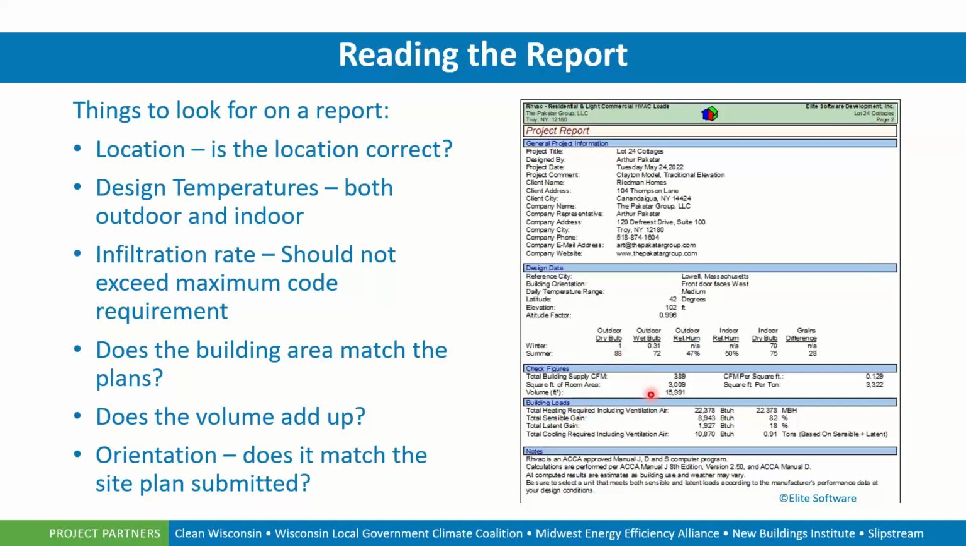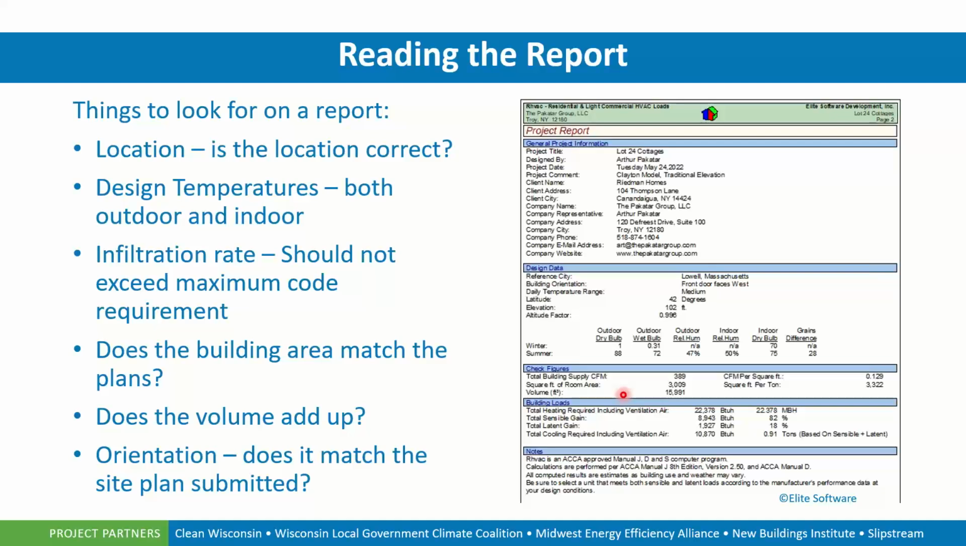Does the building area match? Making sure that this square footage is 3,009 square feet. Does that match the plans? Because we don't want to have a Manual J designed for 3,000 square feet when the plans are only set at 2,000 square feet. That can be detrimental, obviously. Same way with the volume. Does that add up? Volume is going to make a difference. If we have an 8-foot ceiling versus a 10-foot ceiling home, and the ceiling height was not adjusted within this model, that could change our design requirements.